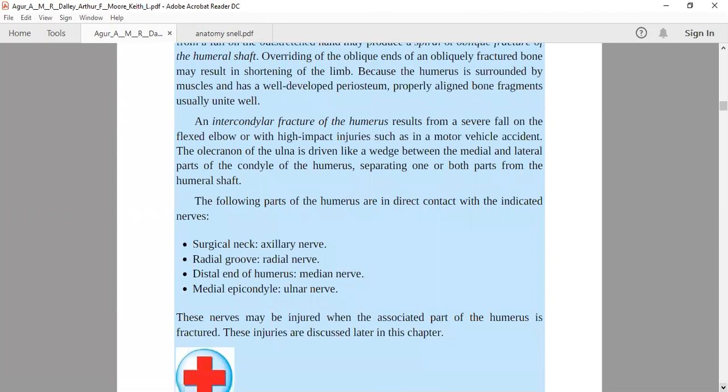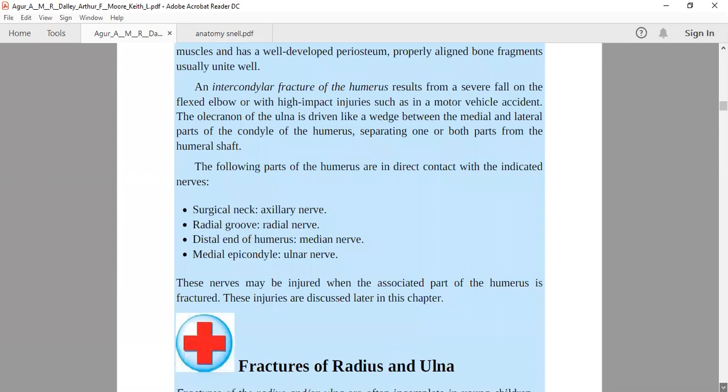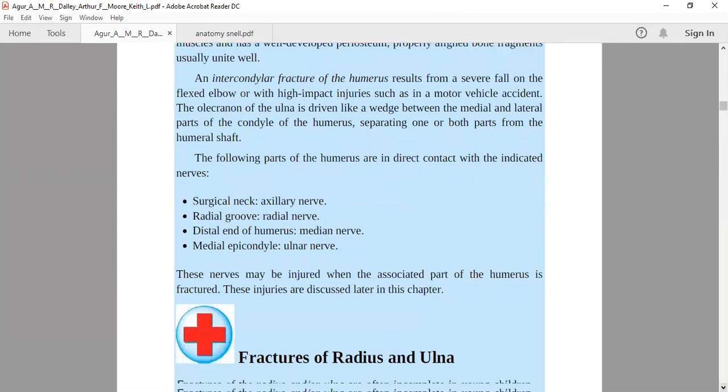An intercondylar fracture of the humerus results from a severe fall on the flexed elbow or with high-impact injury such as in a motor vehicle accident. The olecranon of the ulna is driven like a wedge between the medial and lateral parts of the condyle of the humerus, separating one or both parts from the humerus shaft.